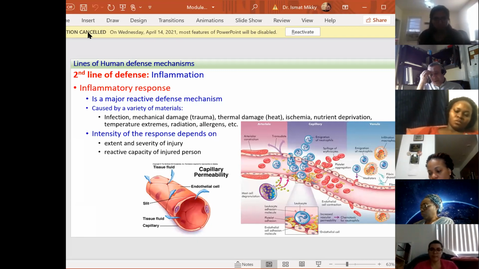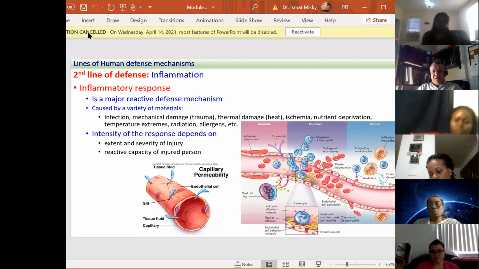So in the inflammatory response, here you see the blood vessels, and the wall of the blood vessel becomes more permeable and leaks fluids, resulting in some fluids leaking out of the blood vessels. That's why the area will be swollen.